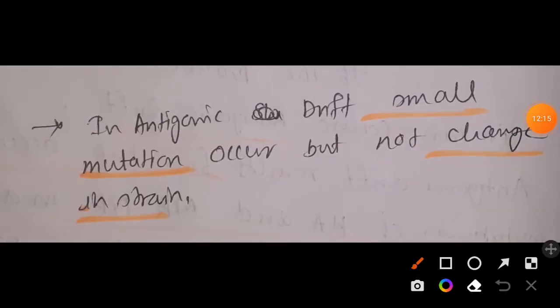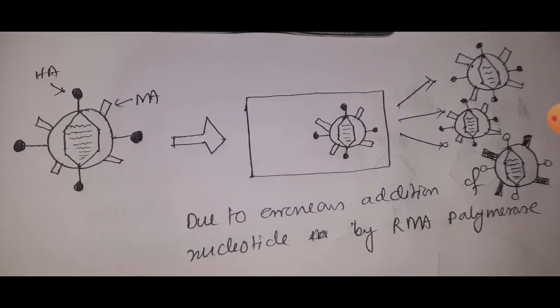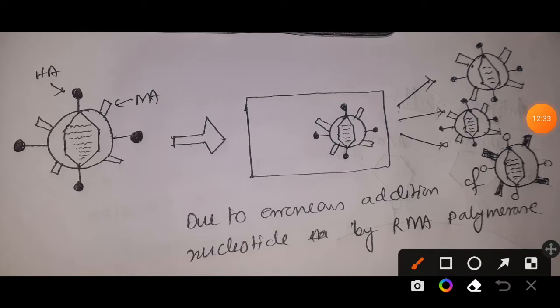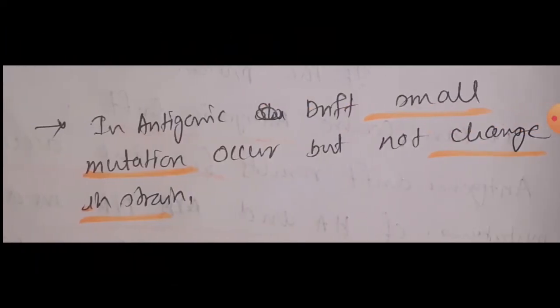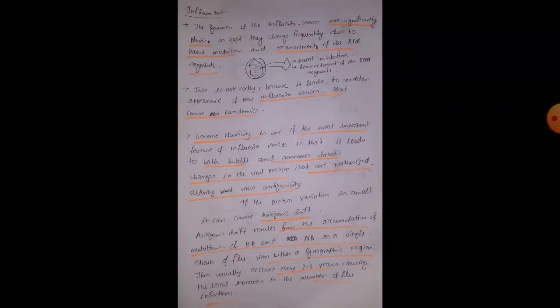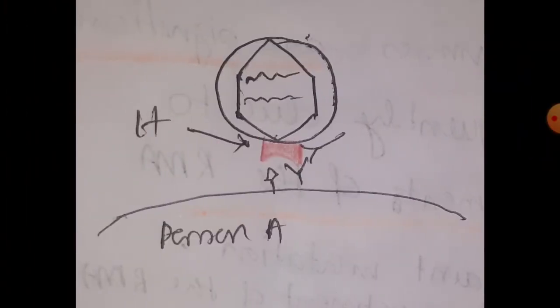So remember, in antigenic drift small mutations occur but do not cause a change in the strain. That means the strain is exactly the same, this is a small mutation. If we consider an example, due to erroneous addition of nucleotides by RNA polymerase, there are changes in neuraminidase and hemagglutinin. So that is the concept of antigenic drift that we have talked about. It is occurring due to genomic plasticity.